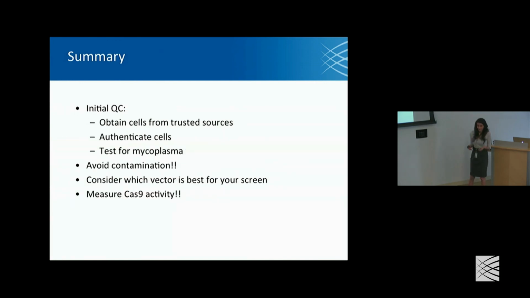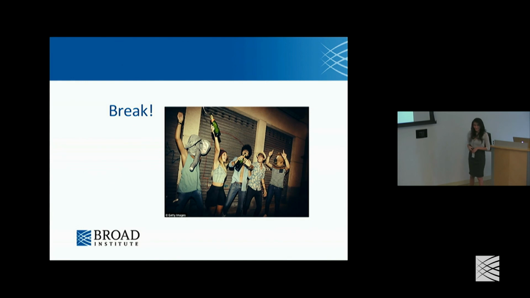So a quick summary of what I just went through. It's important to do some initial QC. Make sure that you're getting your cells from trusted sources, authenticating and mycoplasma testing them, avoiding contamination, considering which vector approach is best for your screen, and it's super important to measure Cas9 activity. With that, we're going to take a break.